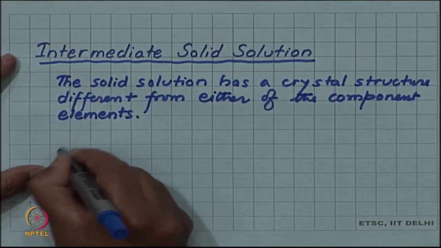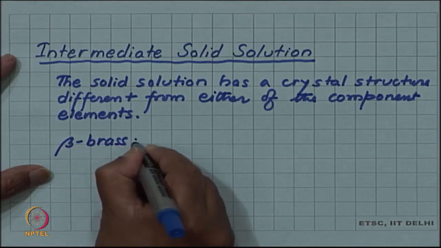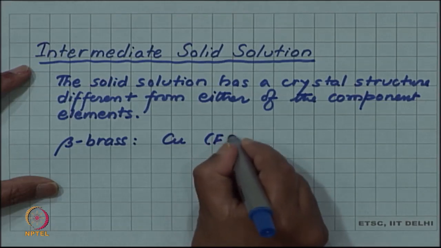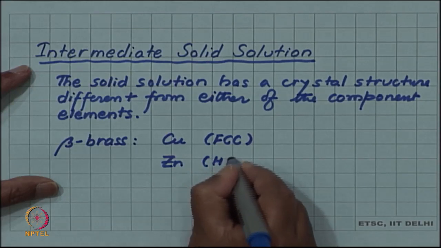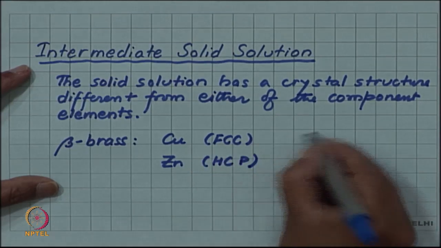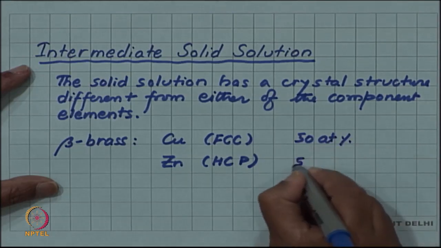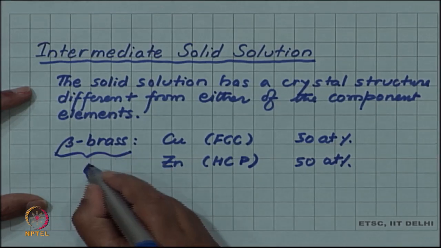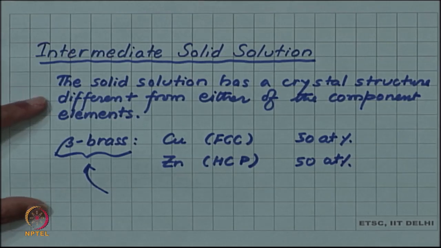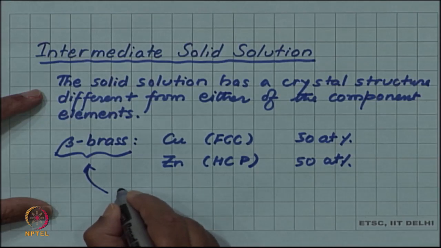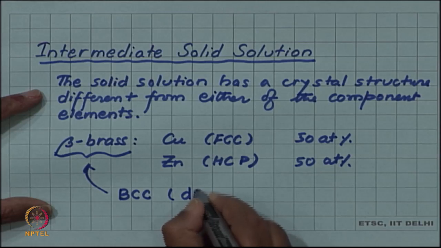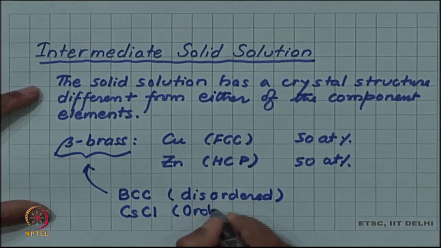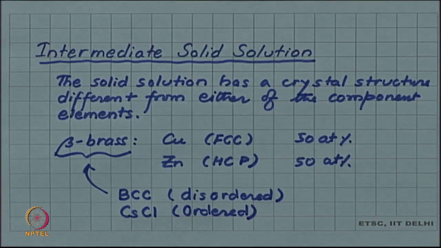So, let us look at beta brass. It is made up of copper, which is FCC, and zinc, which is HCP, and about 50 atomic percent of both. But the solution which you made out of this, the beta brass, does not have a structure of either FCC or HCP. We have seen in the last video that beta brass has the structure of BCC when disordered, and cesium chloride when ordered. So, beta brass is an example of an intermediate solid solution.